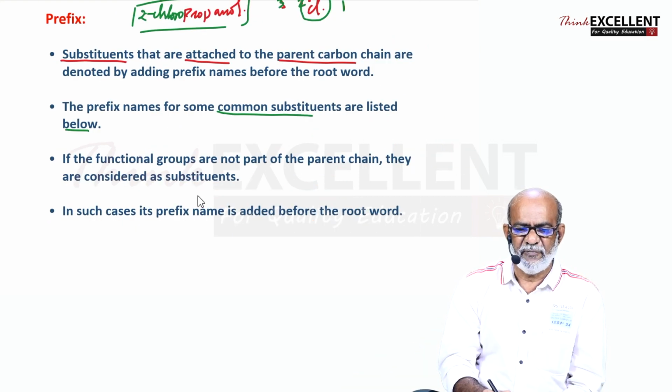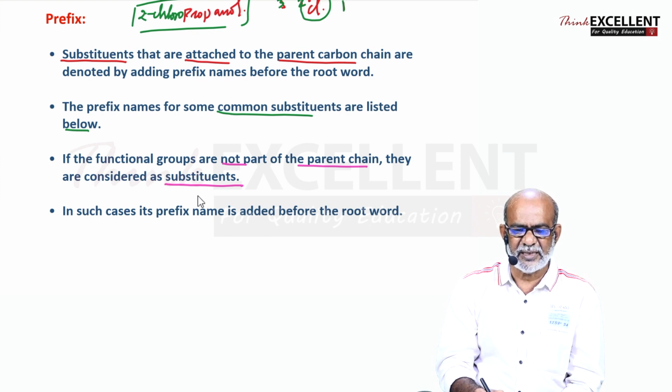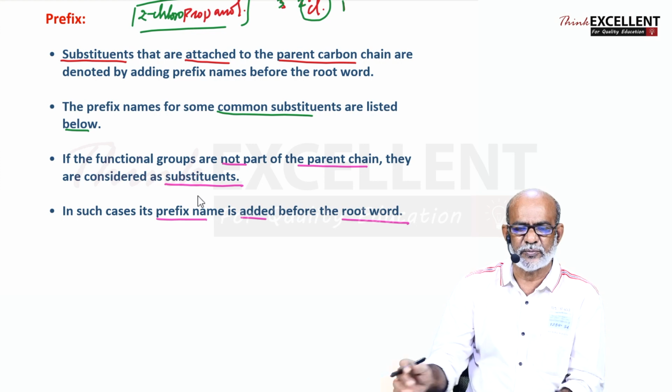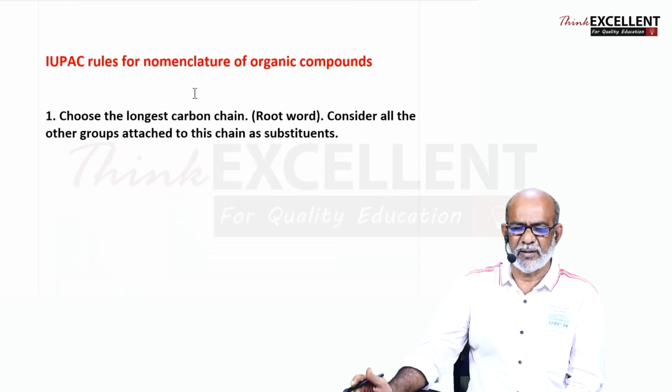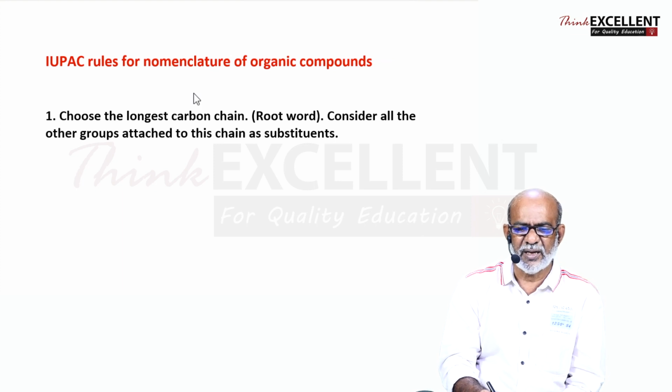Now, third point: if the functional groups are not part of the parent chain, they are considered as substituents. In such cases, the prefix name is added before the root word. Just now I explained that. Now you see some rules for writing organic compounds. Choose the longest carbon chain. That is taken as the root word. For example, I will tell you, see.